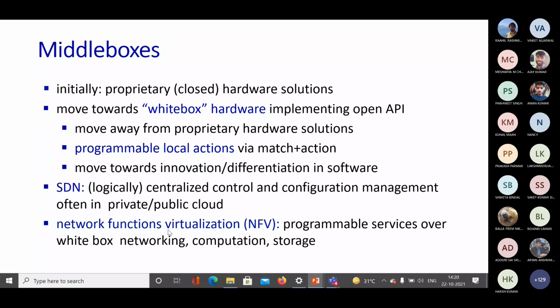Again, network functions virtualization or NFV. I think you guys have seen this term a lot by now. But anyways, this is nothing but programmable services over such kind of white box networking, computation, and storage. Okay. So this is what NFV is, and middle boxes are also helpful for supporting these.